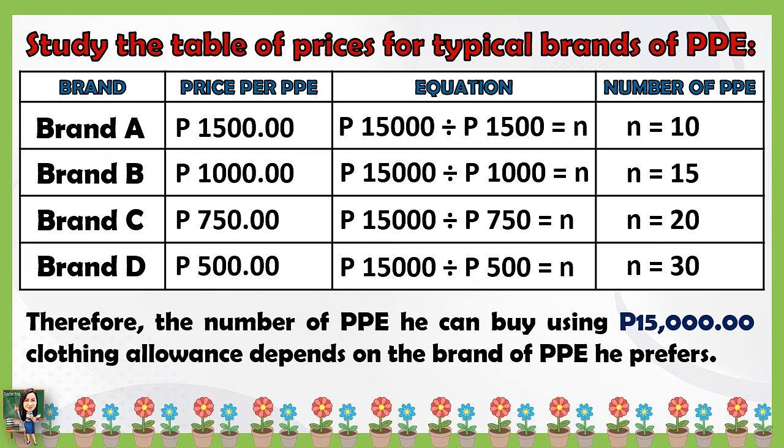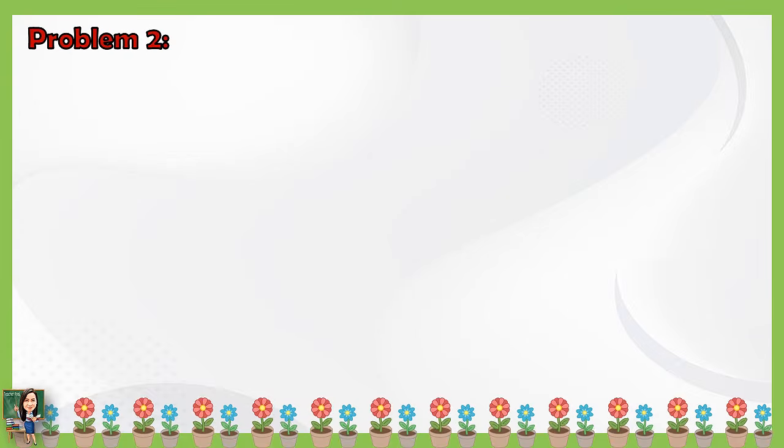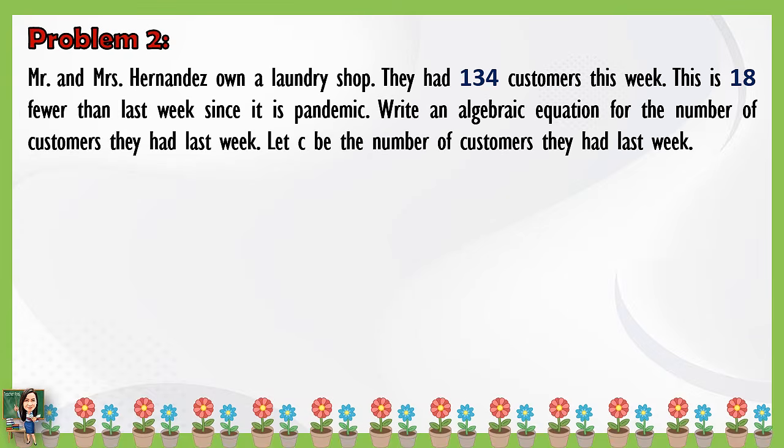Therefore, the number of PPE he can buy using the 15,000 pesos clothing allowance depends on the brand of PPE he prefers. Let's study problem number 2. Mr. and Mrs. Hernandez own a laundry shop. They had 134 customers this week. This is 18 fewer than last week since it is a pandemic. Write an algebraic equation for the number of customers they had last week.